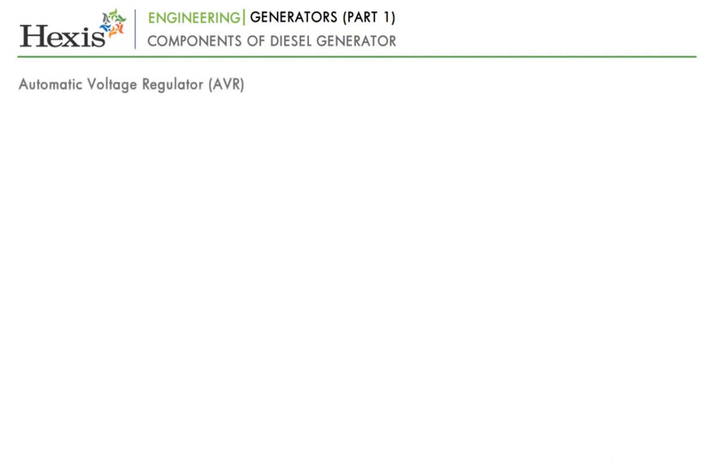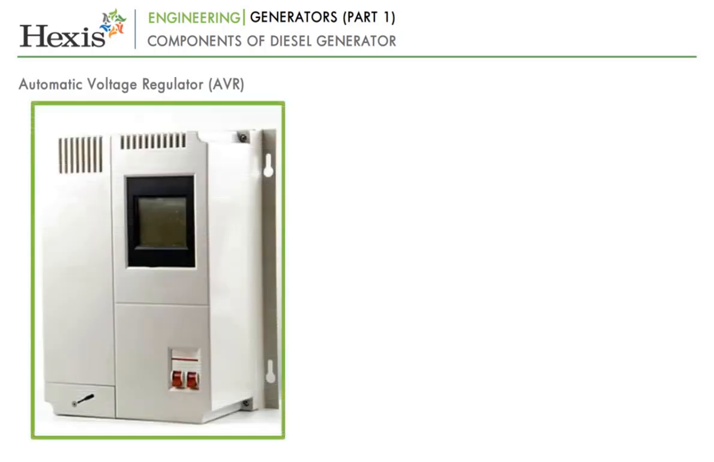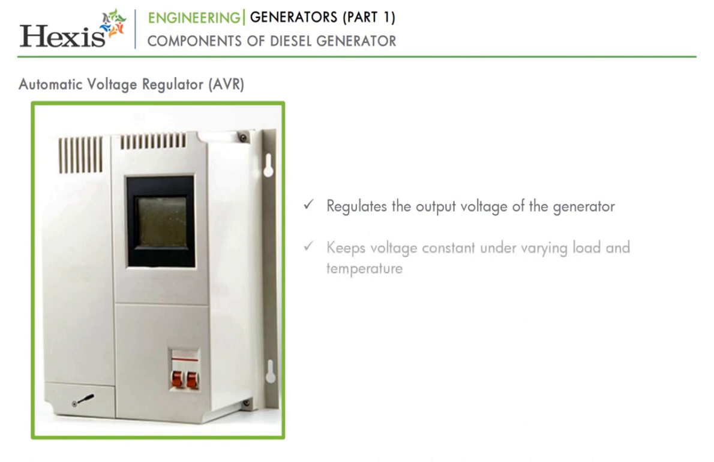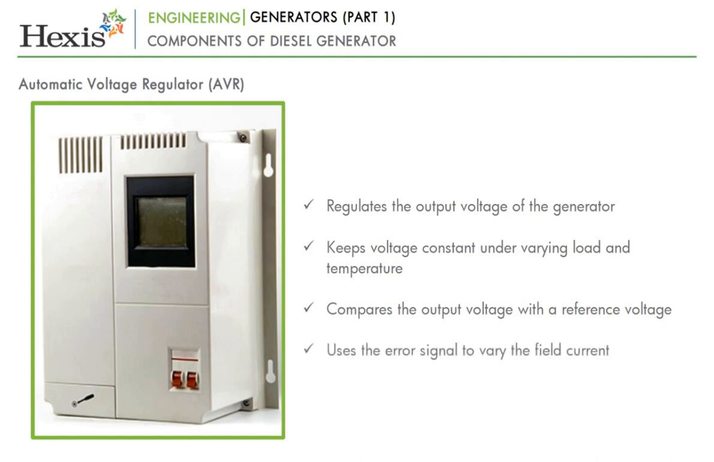Next, let us take a look at the automatic voltage regulator or AVR. As the name implies, the automatic voltage regulator regulates the output voltage of the generator and keeps it fairly constant under varying load and temperature conditions. The AVR compares the output voltage with the reference voltage and uses the error signal to vary the field current.